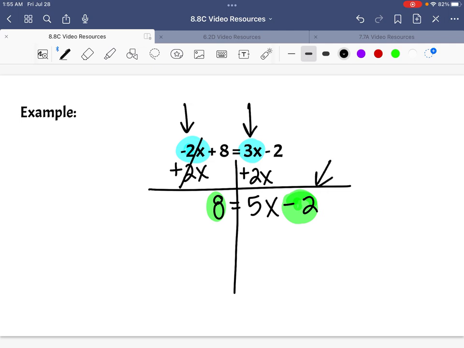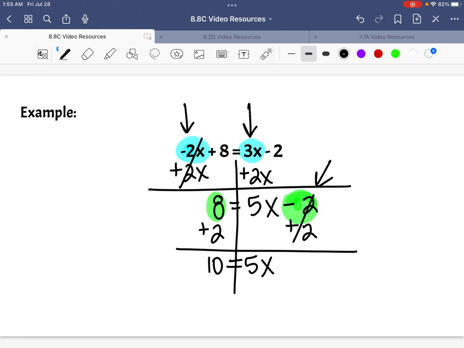So I'm going to take a look at the constant that's on the same side as the variable. And to create a zero pair with -2, I need to add 2. And now I'm simplifying. So I have 8 plus 2, that gives me 10, which will equal 5x. The -2 and the +2 made a zero pair. And now we're down to just a 6th grade equation.